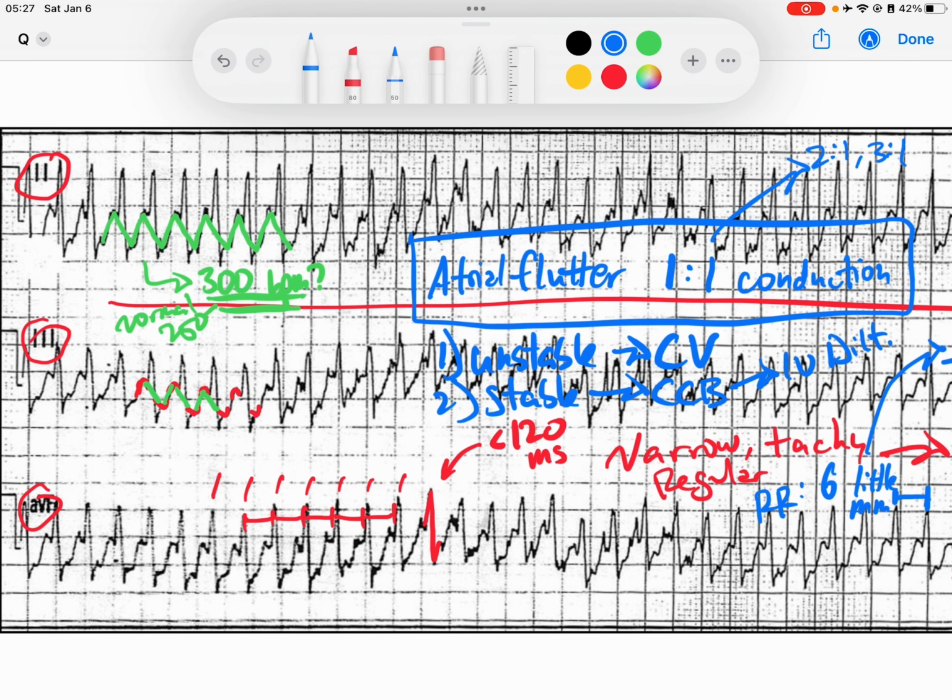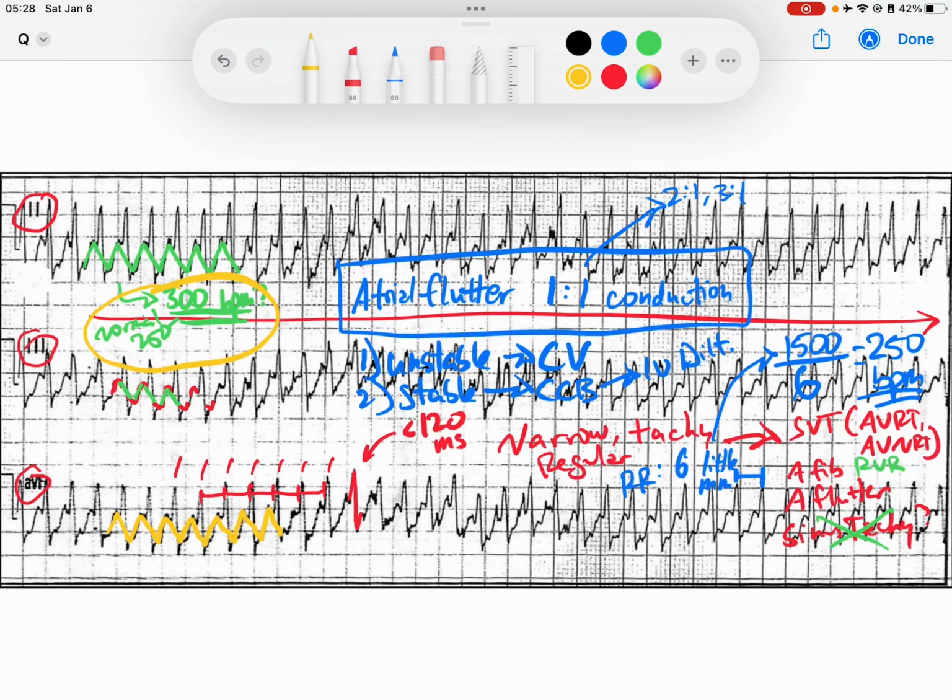So I hope this EKG helps. It's a good example of one-to-one atrial flutter. Try to train your mind to see flutter waves that are superimposed with QRS complexes. Certain rates should make you think that that is what we're going to be dealing with.